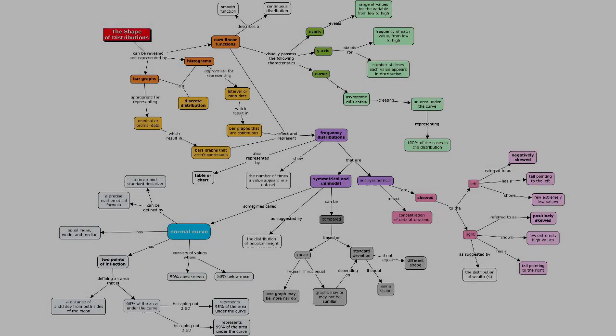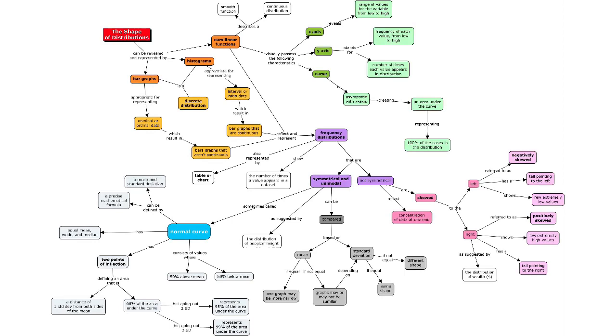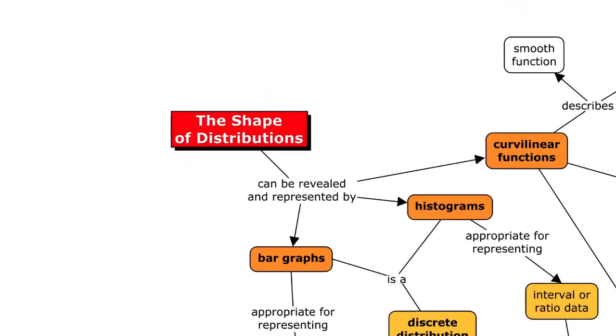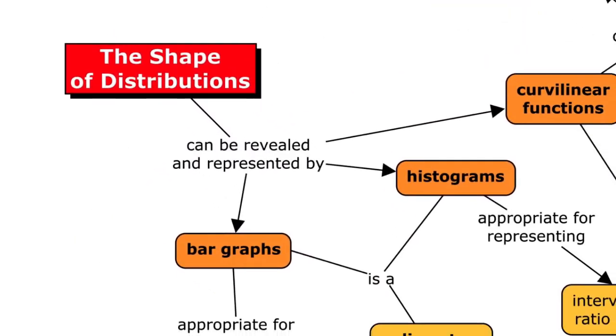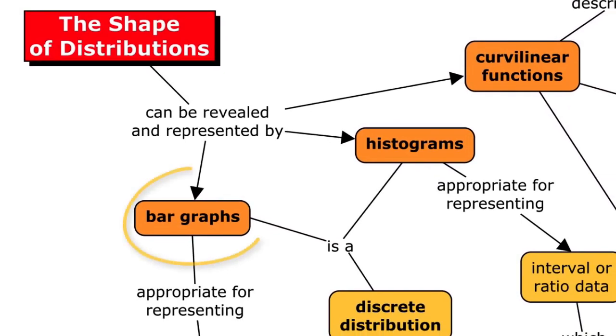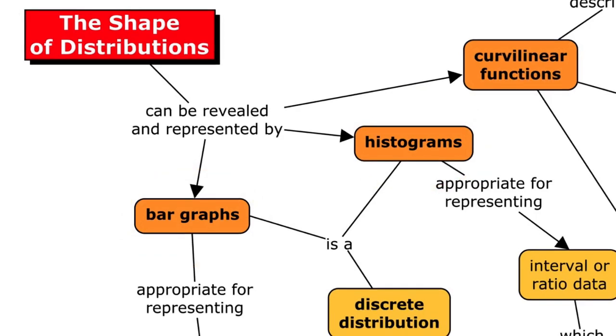Here is a concept map that I have crafted as a way to represent and summarize the key concepts and the relationships to one another from this week's chapter. This concept map, which addresses the shape of distributions, begins with a look at two different graphs. One, bar graphs, and two, histograms.